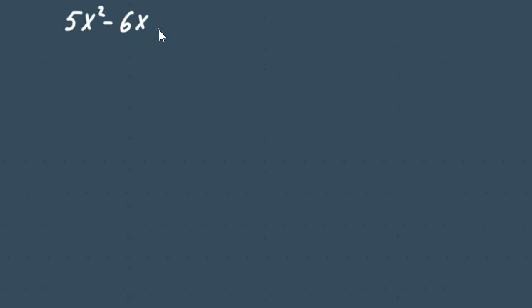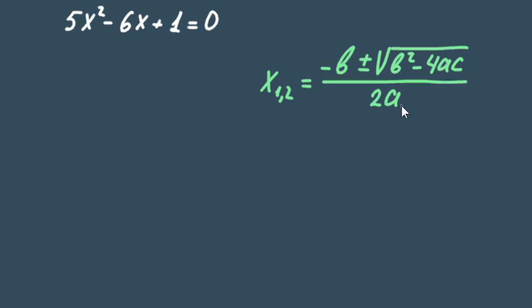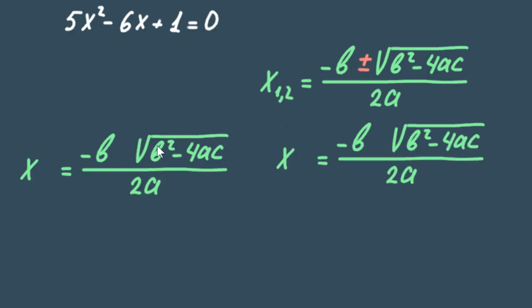To solve a quadratic equation, we will use the quadratic formula. The quadratic equation has two solutions, and here is a plus and a minus. This means that to get the first solution, we put a plus. To get the second solution, we put a minus.